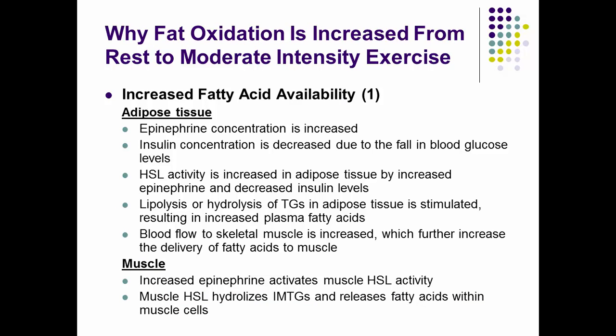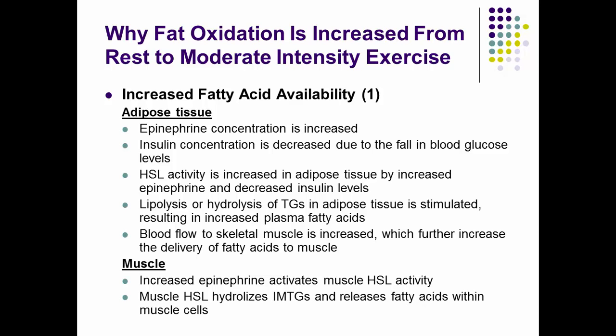Okay, now let's explain the reason why fat oxidation can be increased from rest to moderate intensity exercise, but decreases during moderate to high intensity exercise. So let's talk about the first period, the increase from rest to moderate exercise. Fat utilization is increased because of the increased fatty acid availability, right?